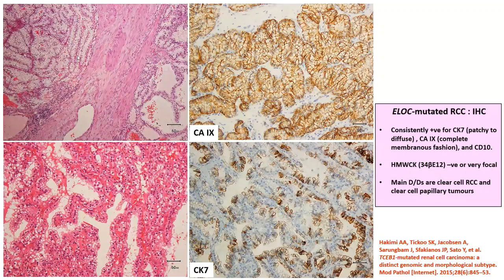Like I said, this could look like a clear cell RCC, or even like a papillary RCC. So towards the top, you have a clear cell RCC-like appearance with the prominent fibromuscular bands, while lower down, in another case, you have a papillary RCC-like morphology. Carbonic anhydrase 9, like I said, is diffusely positive in a completely membranous fashion, whereas you can have positivity for CK7, which is often diffuse, but sometimes can also be patchy, as we see in the lower image. High molecular weight keratins are negative or very focal, unlike a clear cell papillary renal cell tumor, which could sometimes be a differential diagnosis for this group of tumors.